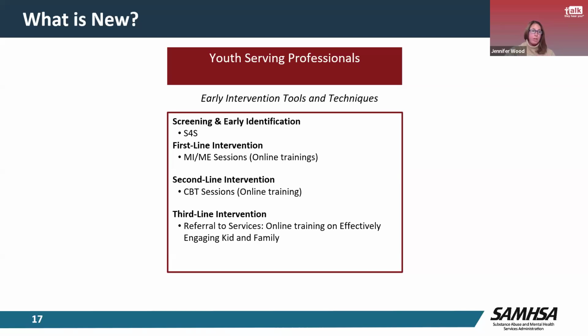So you go through screening, you see that there are elevated risks, you do some MI training and start doing that in your sessions meeting with youth, and you're kind of realizing maybe they need some more. Then you can move on to the second line of support, which is cognitive behavioral techniques. These are informed skill sessions for youth who might need a little bit more support.